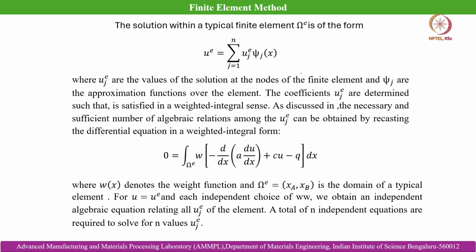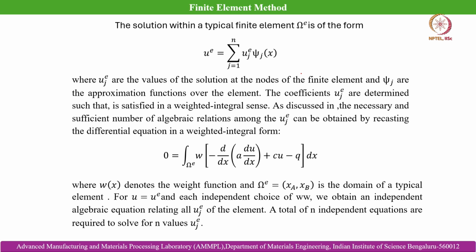You can see how we can. So, our goal is to achieve the formulation of the stiffness matrix. So, the solution within a typical finite element, that is omega e, is of the form: the primary variable u^e can be expressed as the summation of j equal to 1 to n of u_j^e psi_j(x), where psi_j is the shape function, where u_j^e are the values of the solution at the nodes of the finite element and psi_j are the approximation functions over the element. The coefficients u_j^e are determined such that it satisfies in a weighted integral sense.